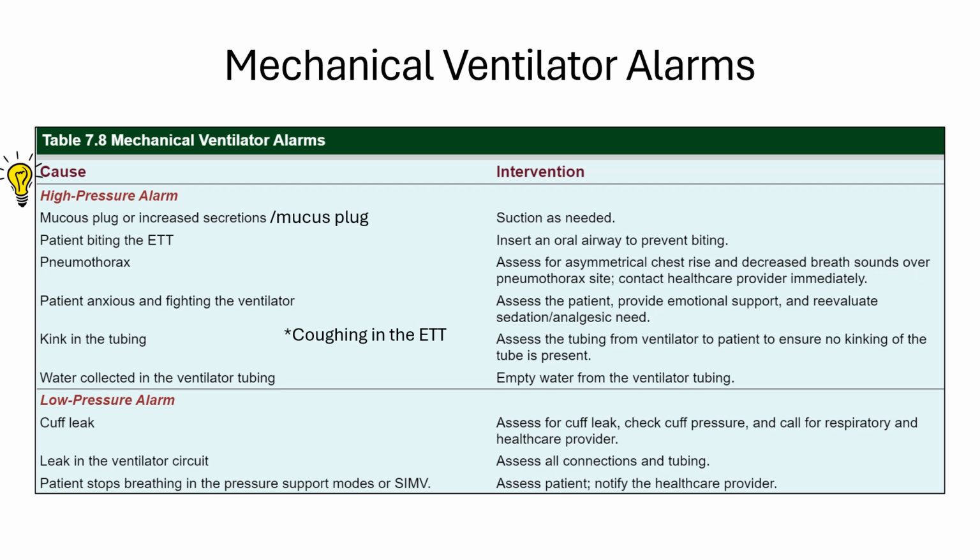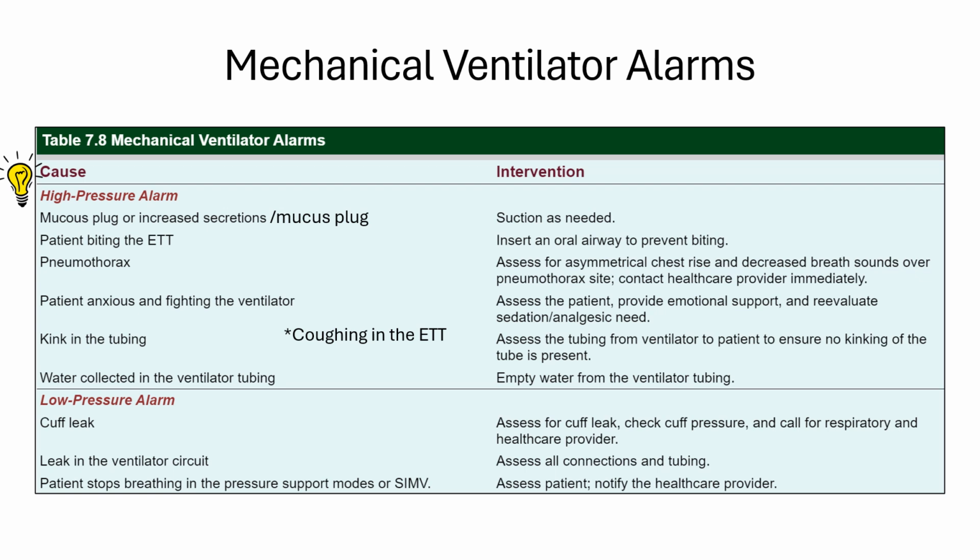Pneumothorax. So we talked a little bit about that. If you have asymmetrical, oh no, we haven't talked about that yet. Okay. Asymmetrical chest rise and fall. We're going to talk about it in a second. Decreased breath sounds over that site. We want to make sure that we can identify those signs and symptoms and let the doctor know. Patient could be anxious and fighting the ventilator. So they're actually breathing against the ventilator, causing pressure in the tube, so that can put the alarm on. Kink in the tubing, that's an obstruction.